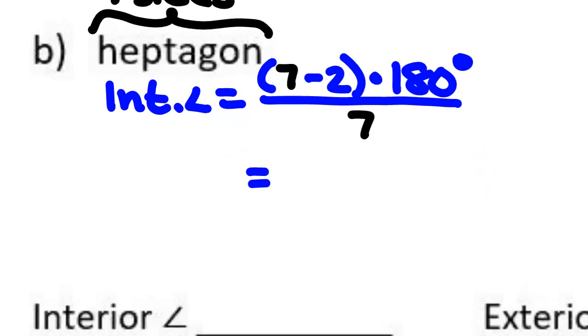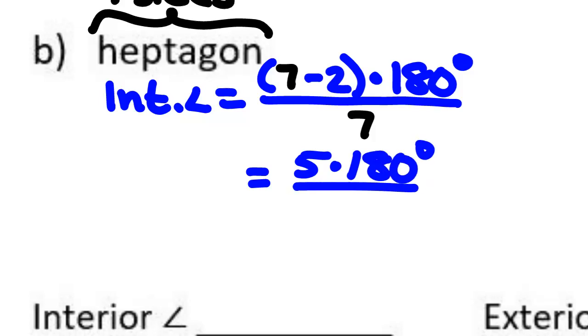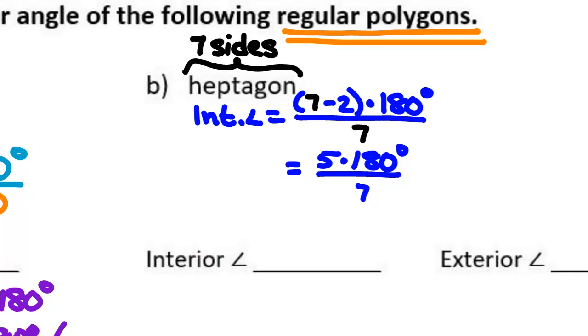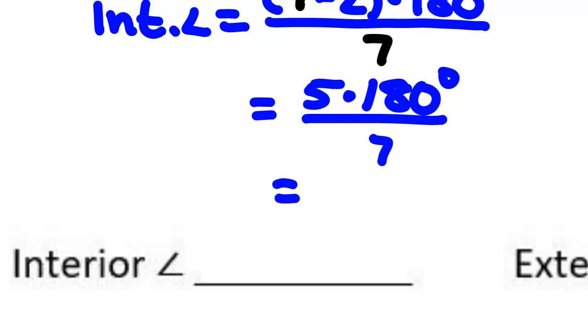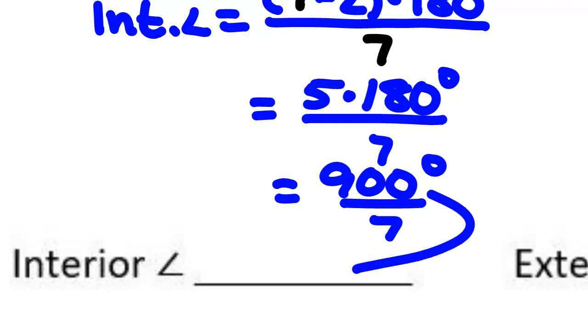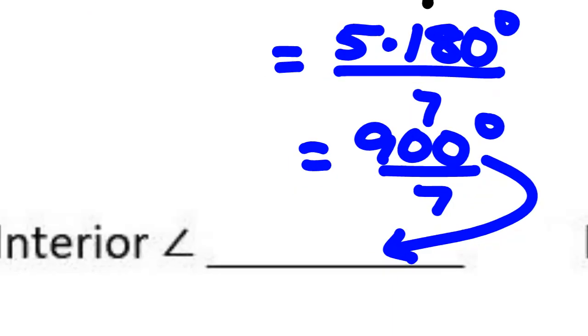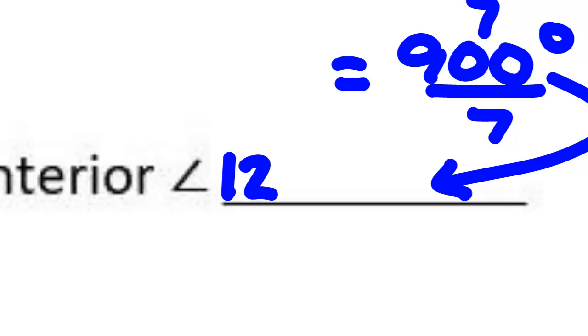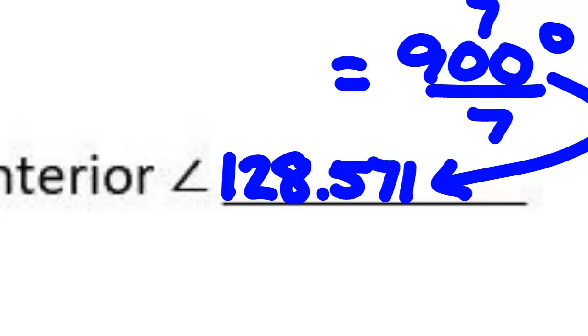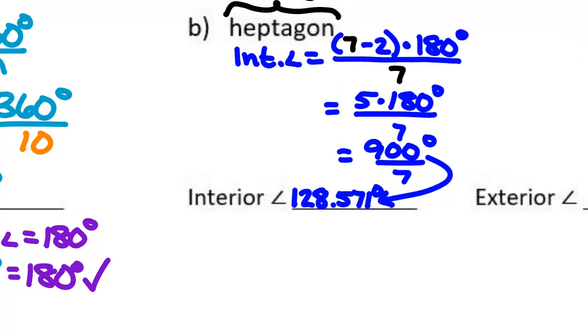Well, I know 7 minus 2 is 5, so in that numerator I have 5 times 180 over 7. What is 5 times 180? So 900 degrees divided by 7. This one does not come out to be a whole number, but that's okay. It's about 128.571 degrees. Yep.